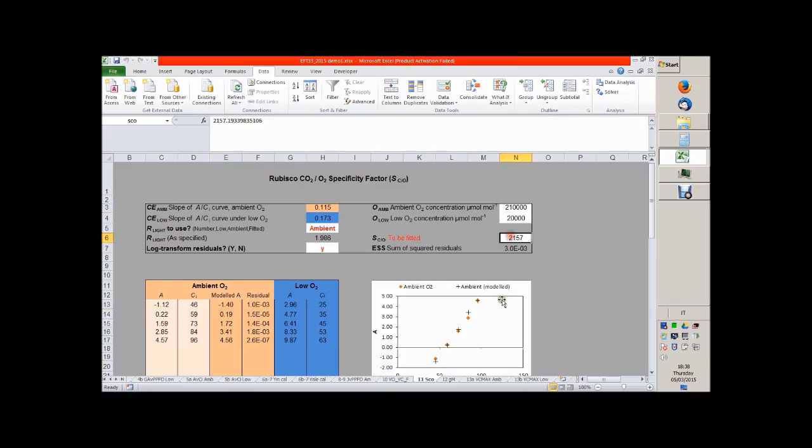This SCO value is automatically transferred to all following sheets. However, it is better to derive SCO on a number of healthy plants and then average.